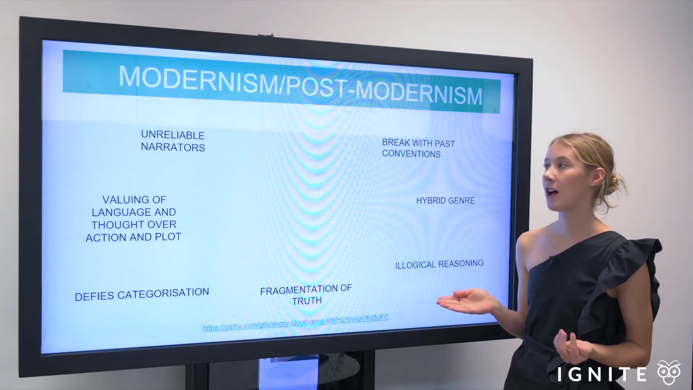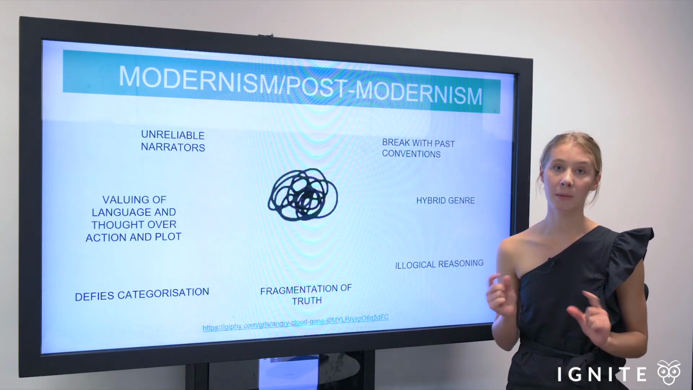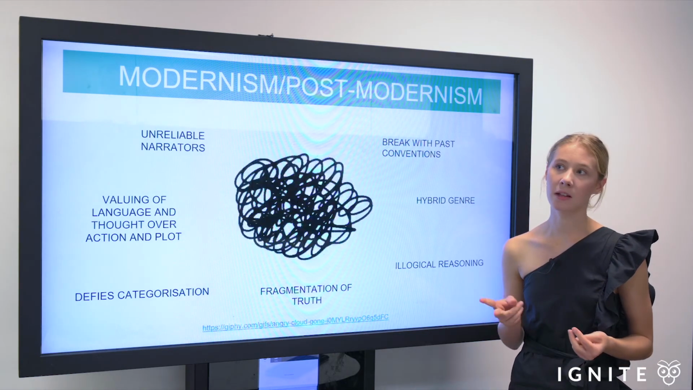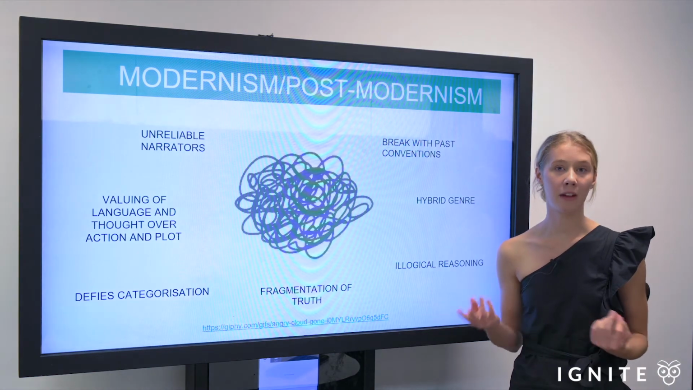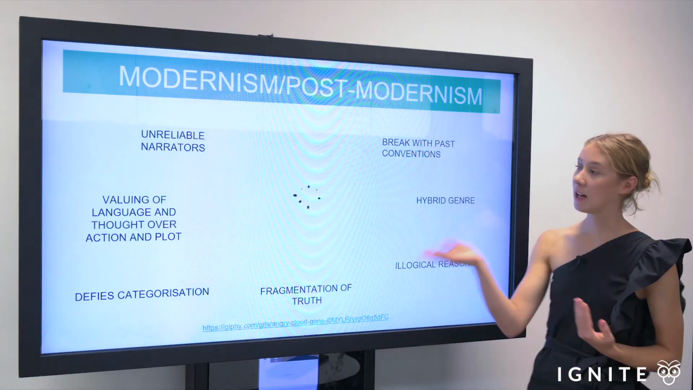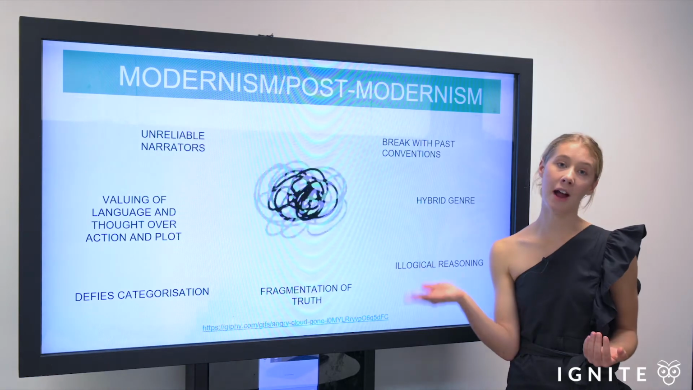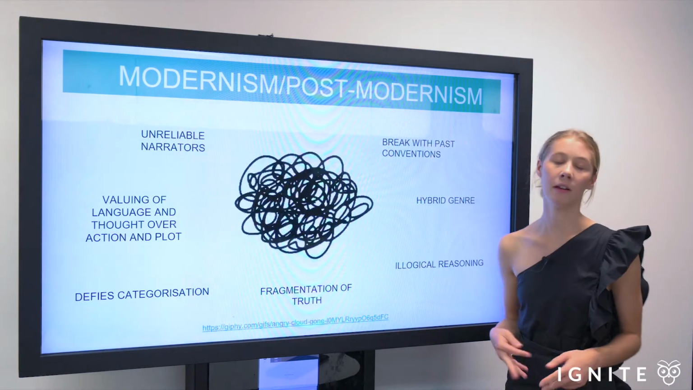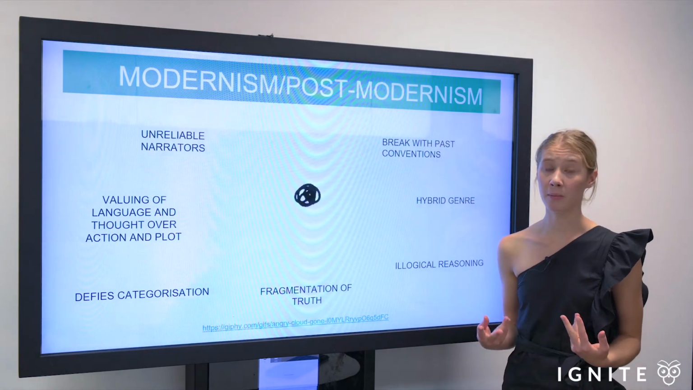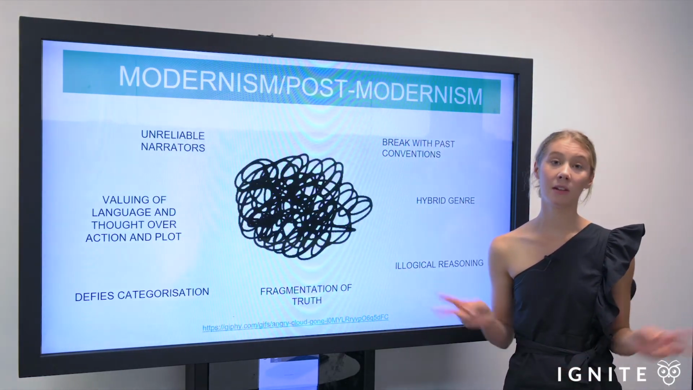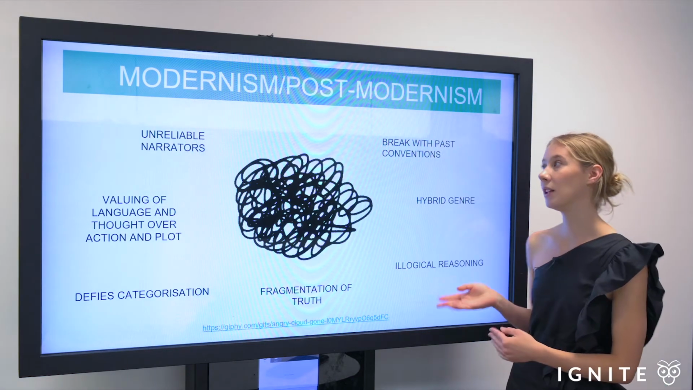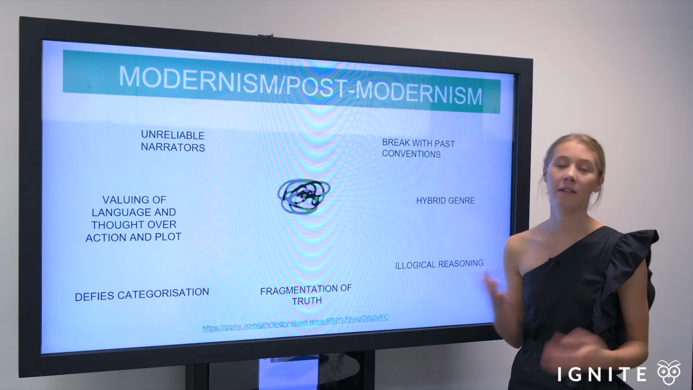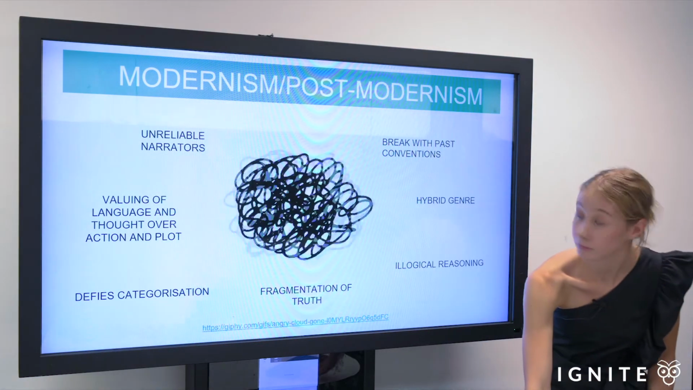The idea of an unreliable narrator is particularly relevant to the beginning of Act 2, where you see Vladimir and Estragon having conflicting ideas about the events of the preceding day. And there is a valuing of language and thought over action and plot, which is very evident in the text as there's more emphasis on the philosophical meaning of the play and what this means for the destruction of meta-narratives seen in religion and culture and art as we knew it, and trying to find these new narratives.